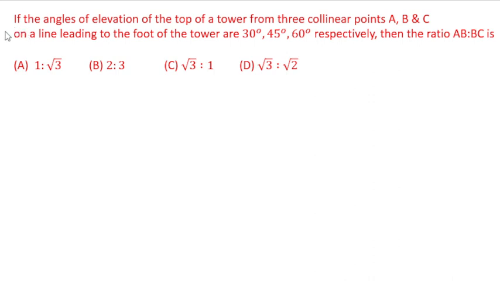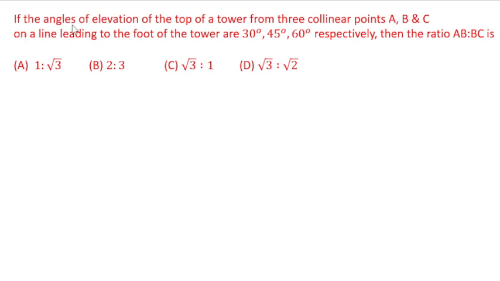The question is: if the angles of elevation of the top of a tower from three collinear points A, B and C on a line leading to the foot of the tower are 30 degrees, 45 degrees, 60 degrees respectively, then the ratio AB to BC is? There are four options. Among these four, only one option is correct. So we have to find that.